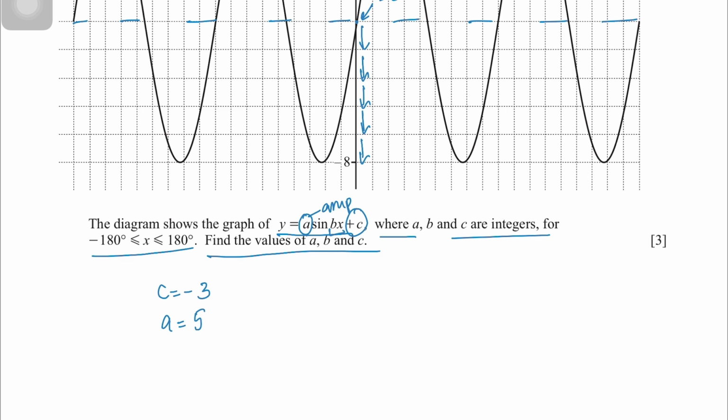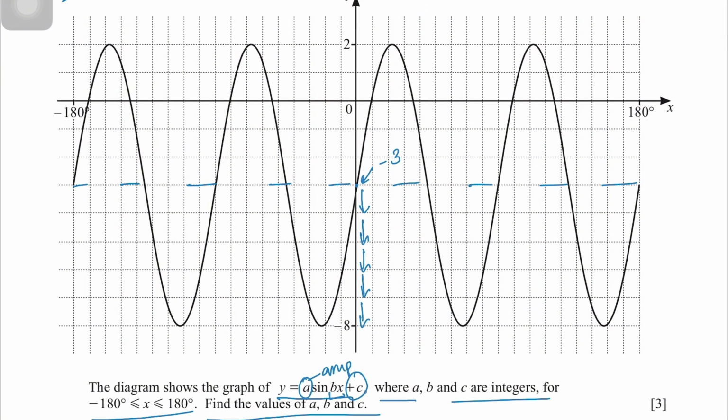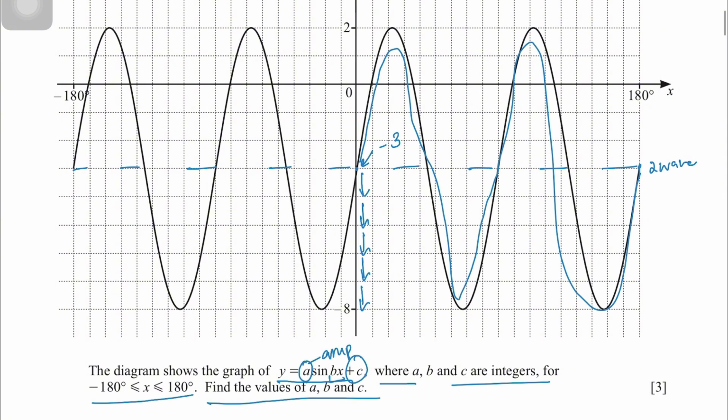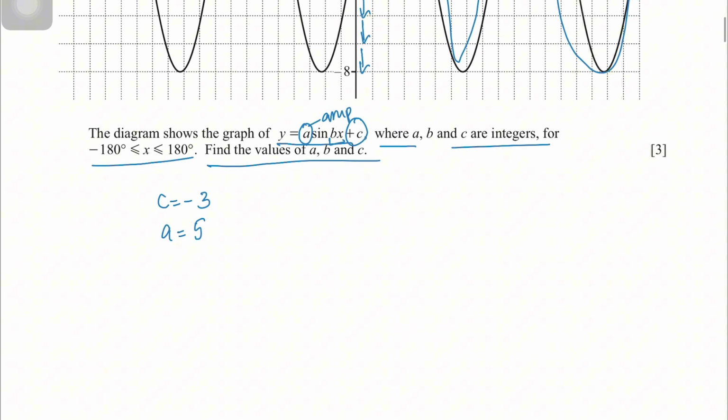Now we need to identify the period. What is the period? You can clearly see that in 180 degrees there are two waves altogether. Here it is 1, this is 1, and then this is 2. Normally we have a single wave in 360 degrees. So in 360 degrees we will have four waves, which means b is basically 4. So we can write this as 5 sin 4x minus 3. So this is our final answer.